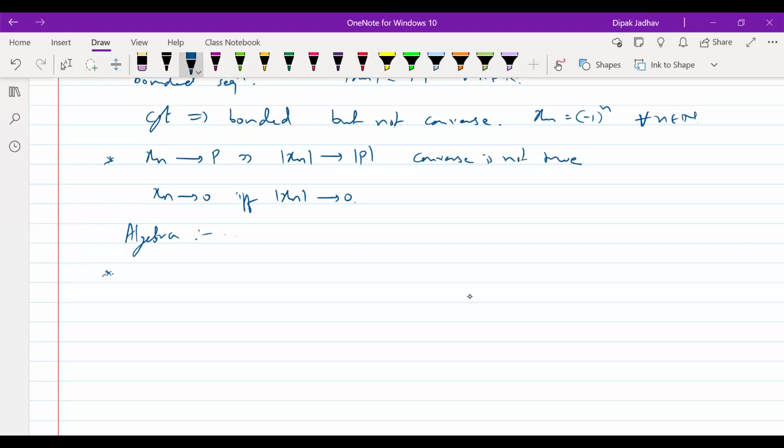Then we have a few more results. If you have a sequence xn converging to p and you know that p is strictly greater than 0, then there exists some n naught belonging to N such that xn is strictly greater than 0 for all n greater than or equal to n naught. It means you have a stage after which all terms of your sequence are strictly positive.